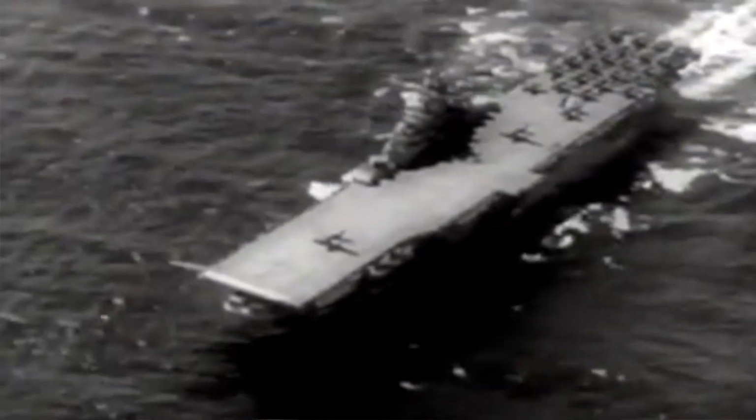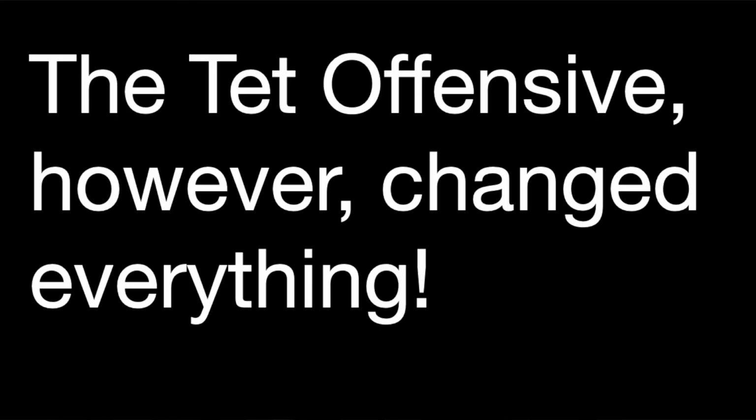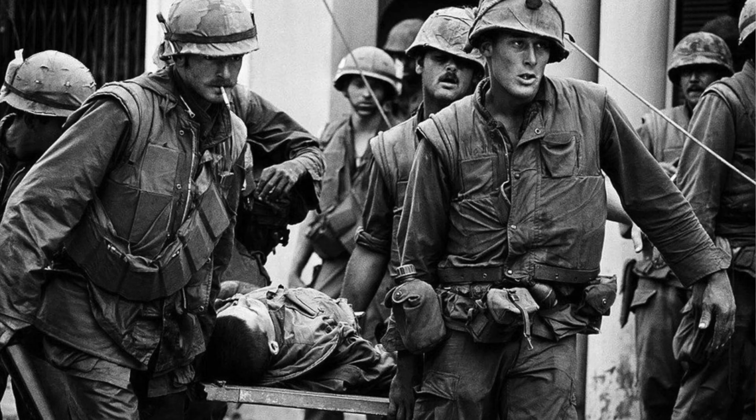2/3 of the American public supported America's role in the Vietnam War at the outset. The Tet Offensive, however, changed everything. In 1968, North Vietnamese forces initiated a surprise attack during the Tet holiday in which North and South Vietnam observed a temporary ceasefire. In all, the North Vietnamese army ambushed 120 South Vietnamese and American bases.